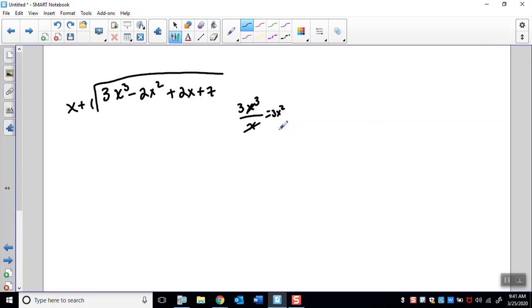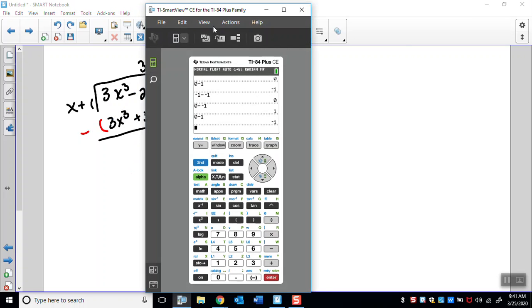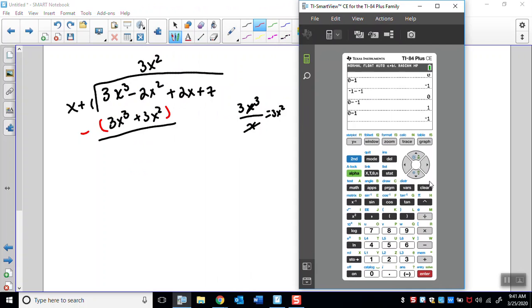Okay, and then that's what I'm going to write up here, 3x squared. And then multiply it back out: 3x squared times x is 3x cubed. 3 times 1 is 3x squared. And then we need to subtract these out. So 3 minus 3 is 0. Negative 2 minus 3 is, let me do it in the calculator, I don't want to mess up the signs.